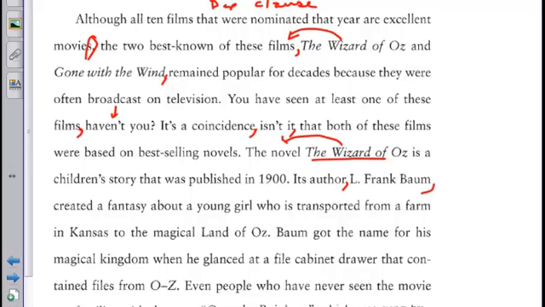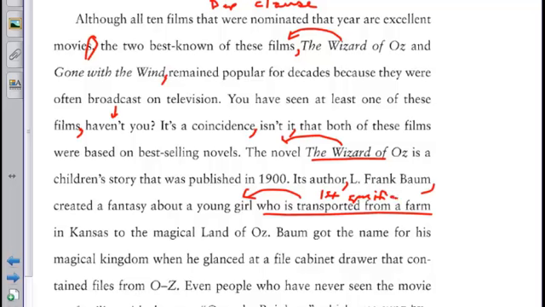Created a fantasy about a young girl who's transported. This who is transported does redescribe young girl, but I don't know which young girl we're talking about yet. So this is the first specific information. So I'm not going to set it off.